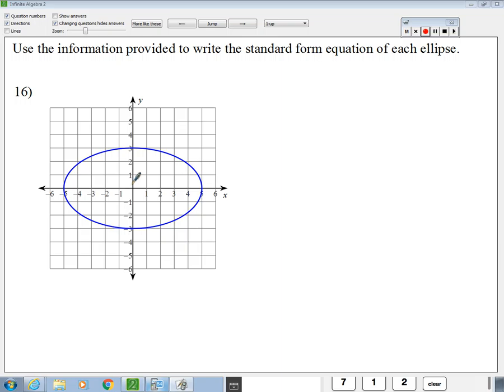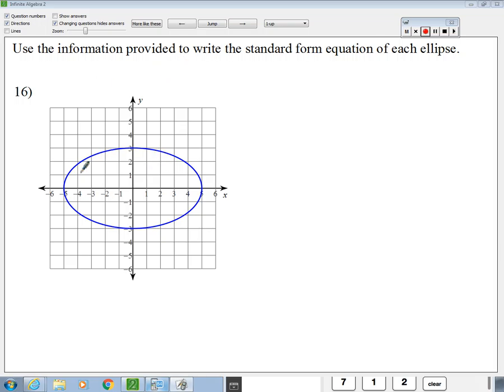See how the center for this ellipse is at 0, 0? Well, if the center had been moved off, like say the center was over here at 2, 0, then you would show that by doing x minus 2. Or if the center was at 2, 1, it would be x minus 2, y minus 1. But for this scenario with problem 16, the center is at 0, 0.